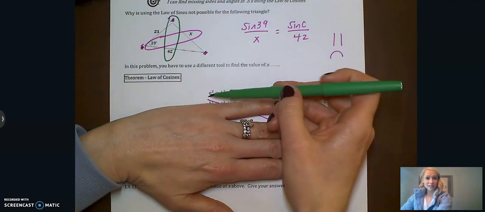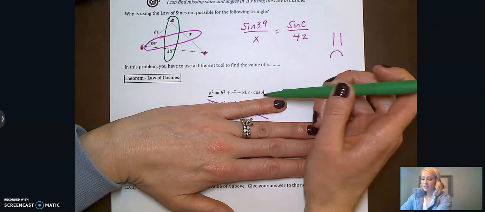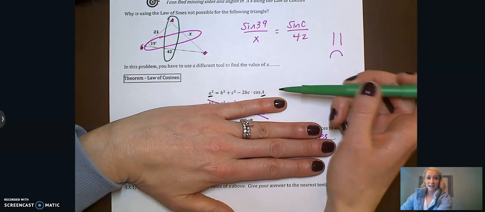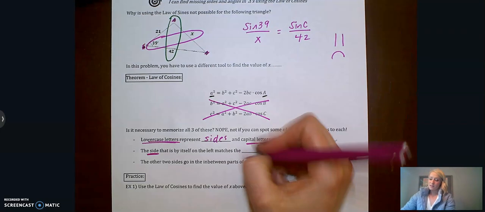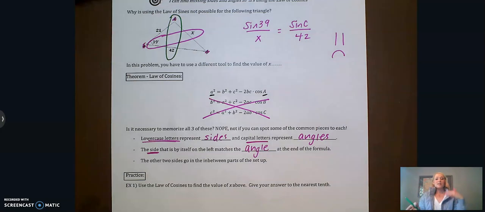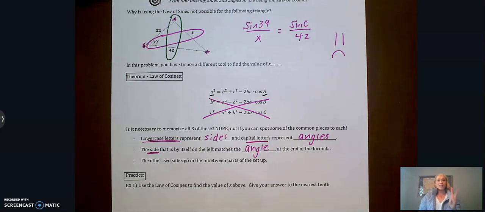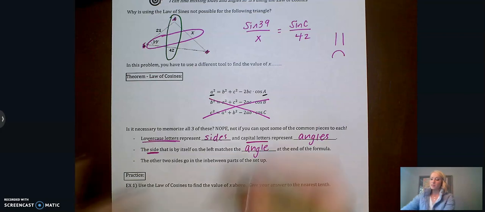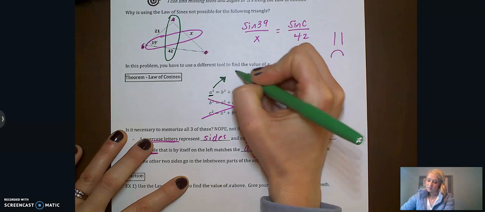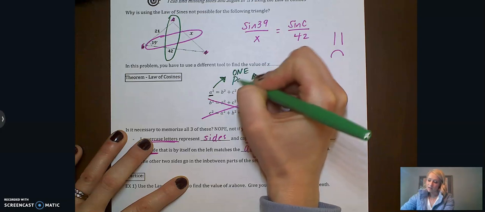Notice that that letter, little a, that's the same letter that's all the way on the other end of the formula, except that's big A, so that's the angle there. Those guys match. And what that tells you, if it's little a, big A, those are a pair on either end of your formula. So here's where the difference lies between law of sines and law of cosines. Law of sines, you needed 2 angle and side pairs. For law of cosines, you're only going to need 1. So we'll say 1 pair.